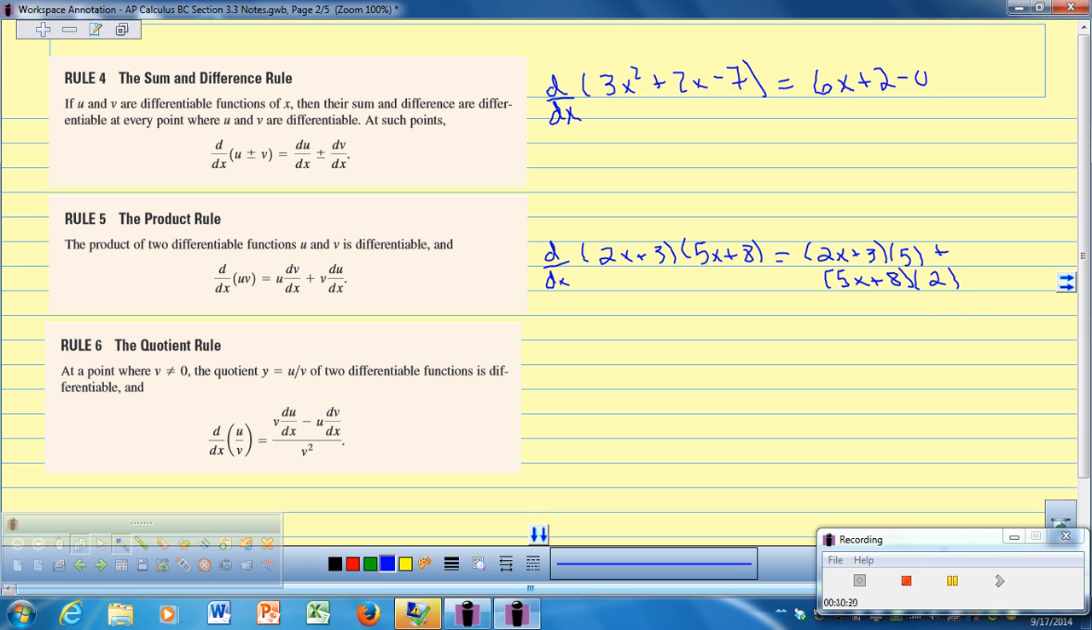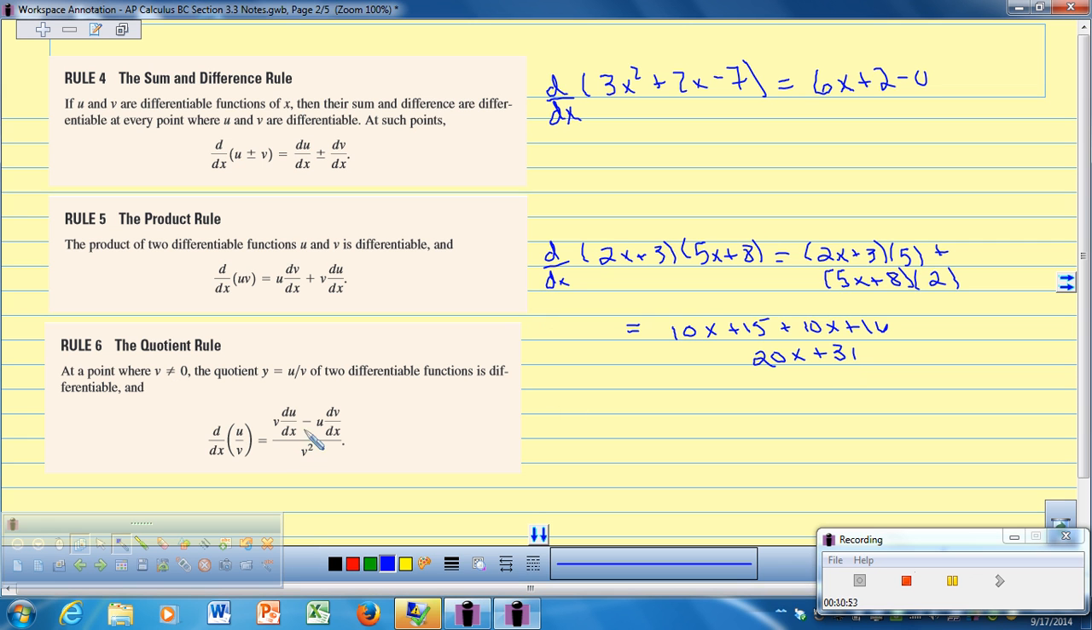Now on a free response, you could leave your answer like that, and it would be fine. But on a multiple choice, it would be very unlikely that the answer would be written like that. So let's multiply it out. 10x plus 15 plus 10x plus 16, and we get our 20x plus 31.